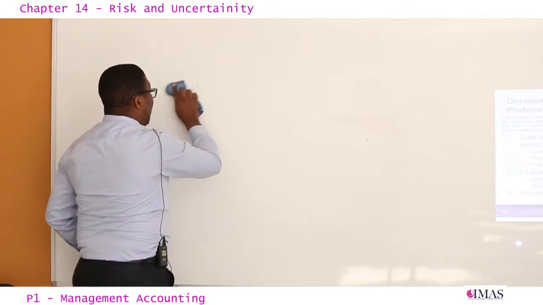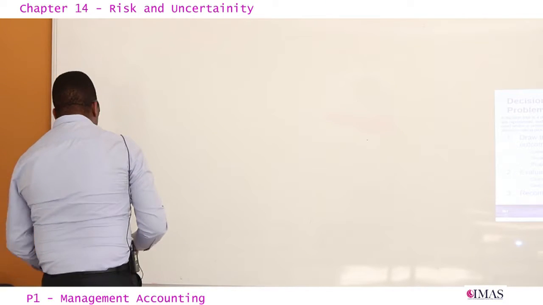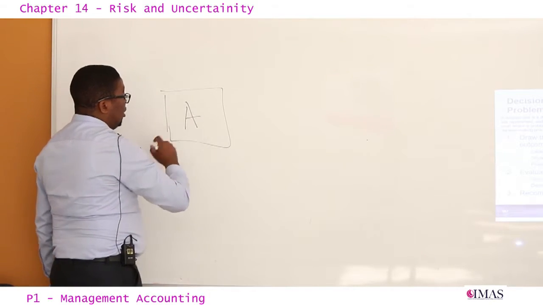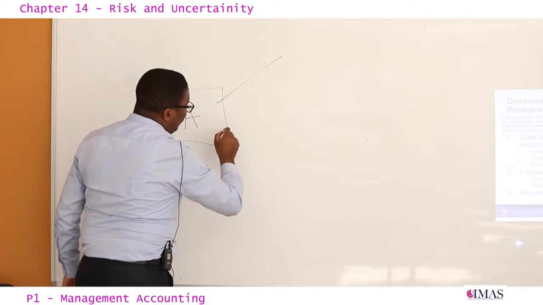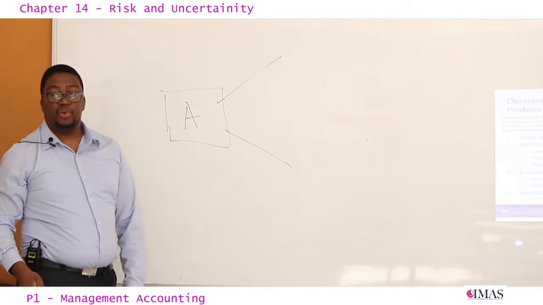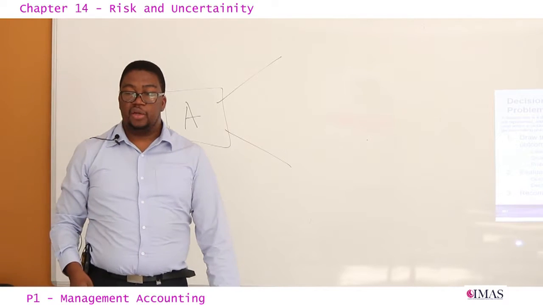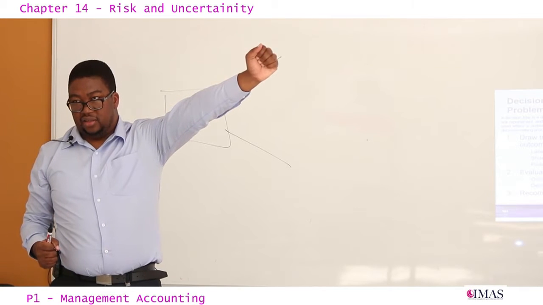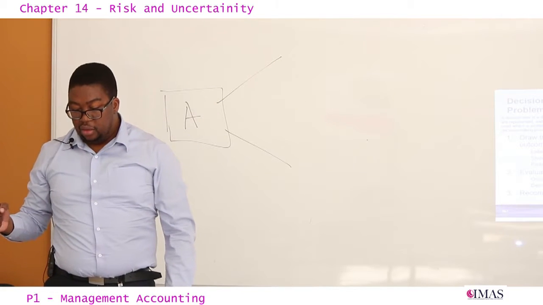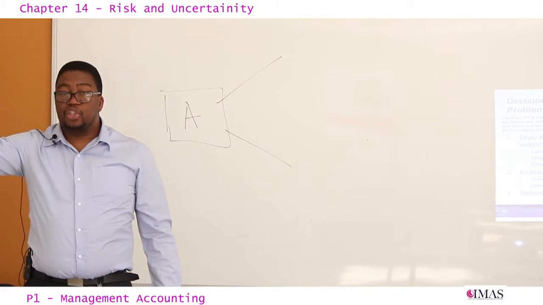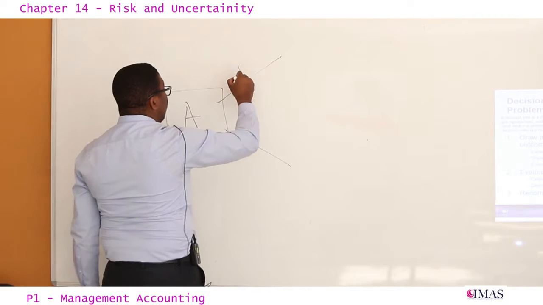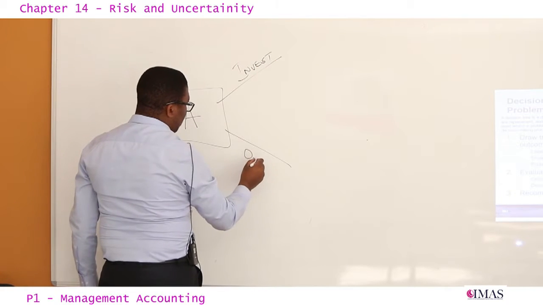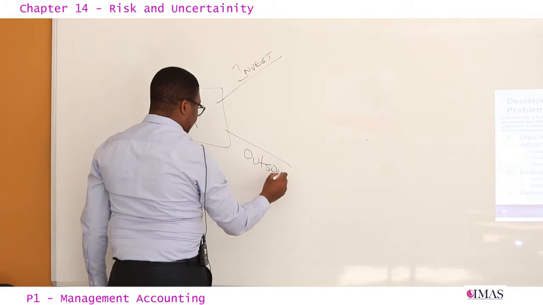At decision point A, we are saying this is your A. There are two possible ways in which you can go through. You can go through and invest. Alternatively, you can go the outsourcing route. Therefore, if you invest, or you can go through outsourcing.